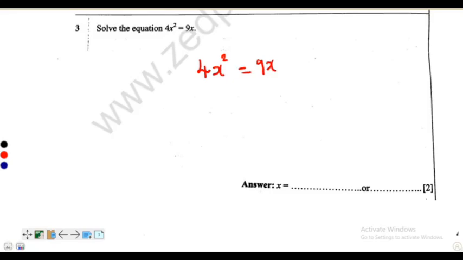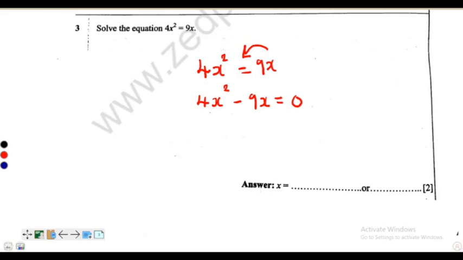So step 1, you are going to take this 9x to where 4x squared is. So we are going to have something like this, 4x squared. So this is a positive here, it comes to the left hand side, becomes a negative 9x is equal to, so on the right hand side you are going to remain with a 0. Now from there, let us factorize.